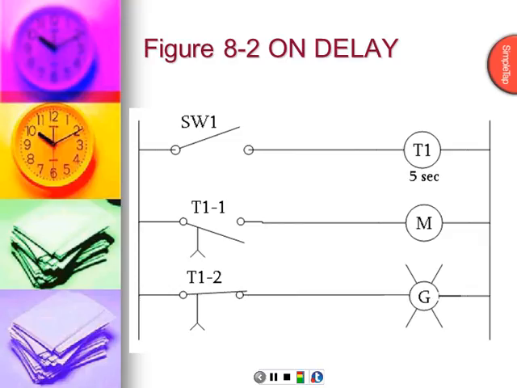This is the way an on delay would work though. So I'm going to close that switch, and when I do, this timer will start counting for 5 seconds. Well, let me say this. Before I do anything, the motor is off and the green light's on. Do y'all see why?